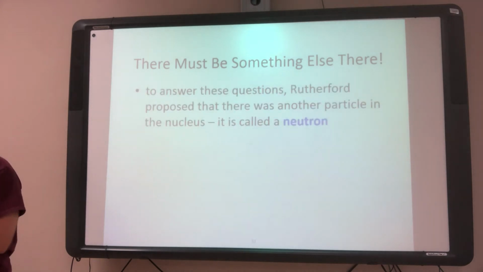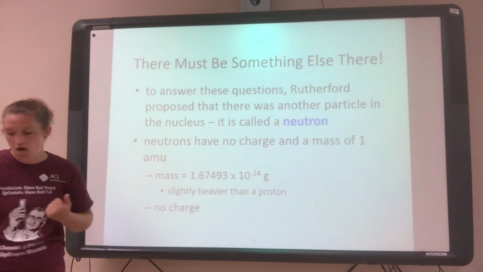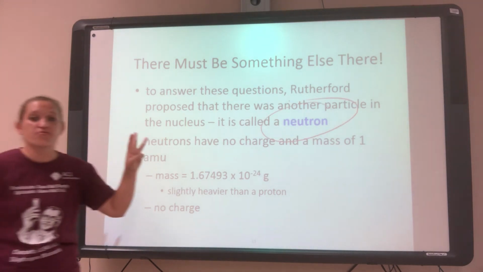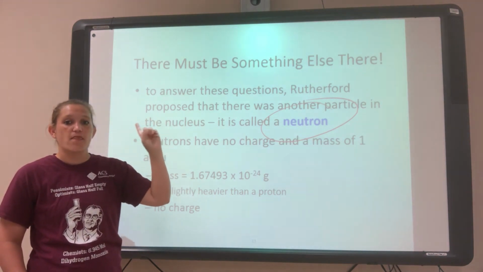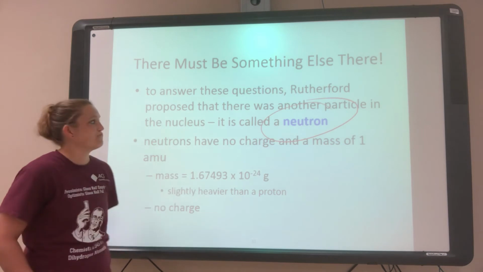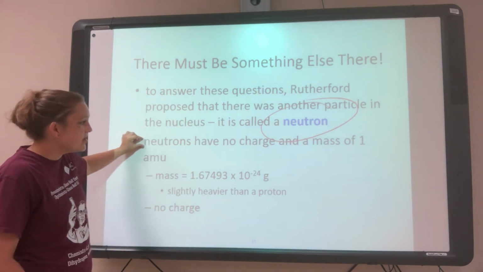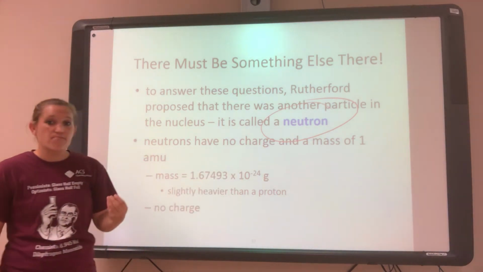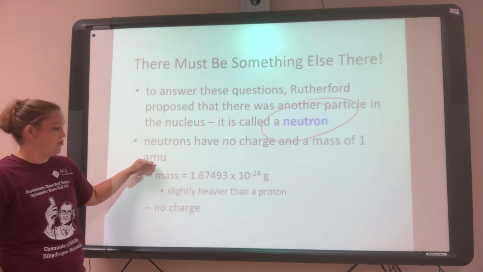So this is where Rutherford comes up with the third subatomic particle. And this is my neutron. So now we have all three. The electron was J.J. Thomson; Rutherford gets the proton and the neutron. So he says there's got to be a neutron. The neutron is going to have neutral charge, no charge, and it's also going to have mass, because remember we're missing that mass. So it has a mass of 1 AMU.